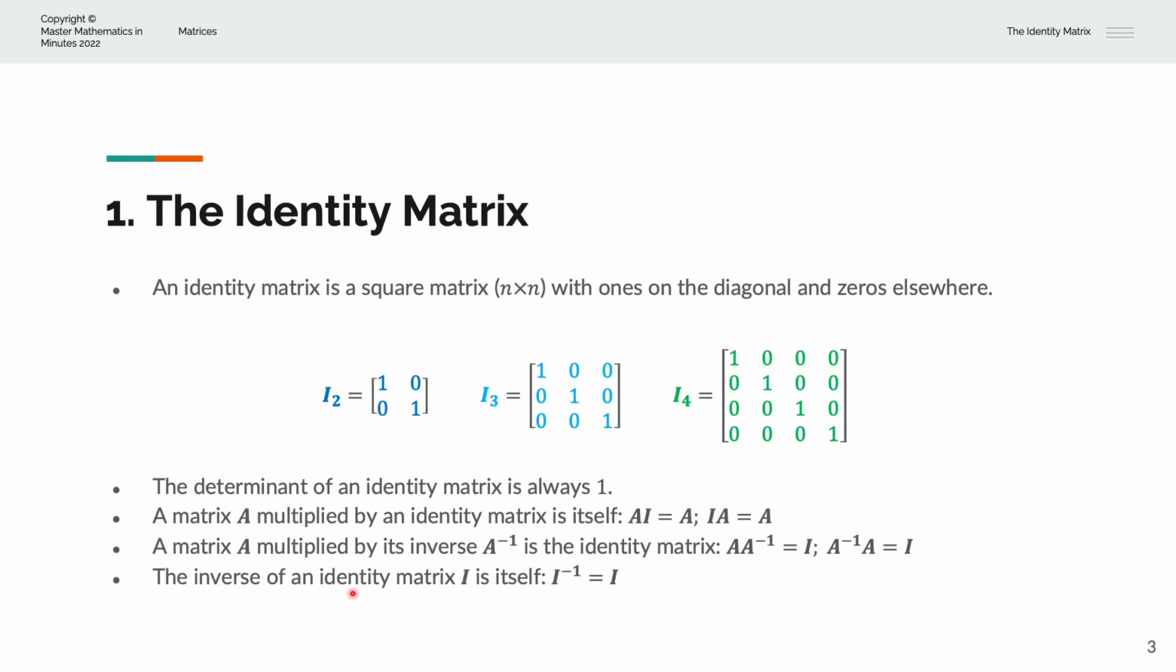And the inverse of the identity matrix I is itself. So the inverse of the identity matrix I is equal to the original identity matrix. We'll cover a couple of examples which will illustrate all these 4 points.